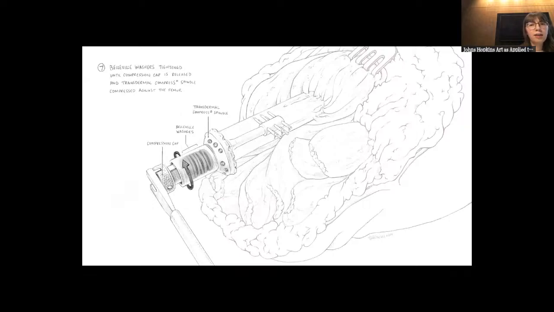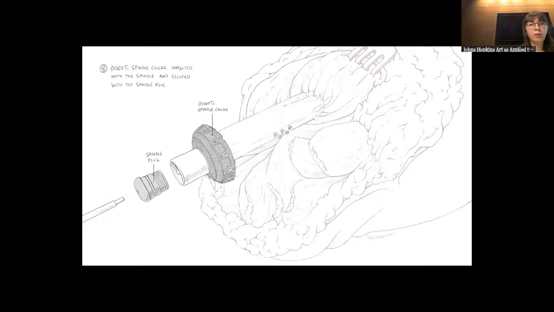With the light tightening of a nut onto the spindle, bevel washers were compressed until the compression cap was released and the spindle itself was firmly compressed against the femur. The Osseo-T spindle collar could then be set and impacted onto the spindle and secured with its plug.